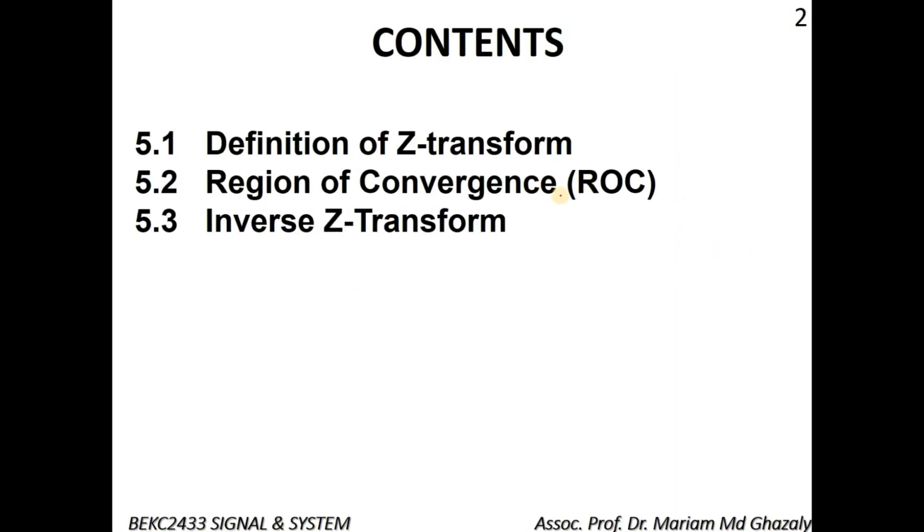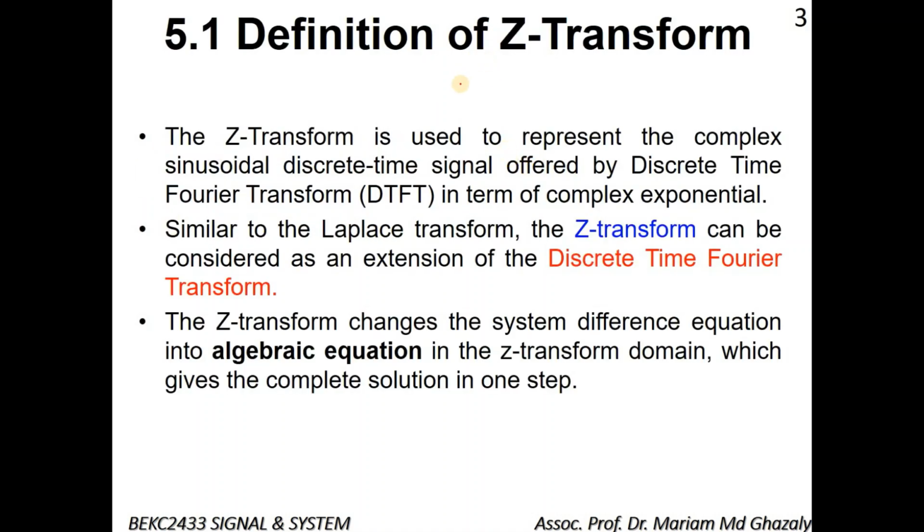So for this chapter 5, there are going to be three main topics: the definition of Z transform, the regions of convergence in the Z transform, and the inverse Z transform. Okay, so let's go and see what the definition of Z transform is.